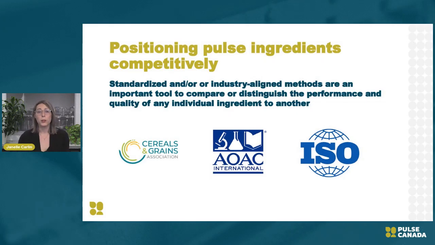So one tool that is out there, and that we can work towards for the industry, is standardizing pulse ingredient methodology, or looking towards industry-aligned methods, as an important tool to really be able to distinguish the performance of any individual ingredient from one another, or from publications from one to another. And there are a number of organizations that are working towards this. However, within the context of the pulse ingredient landscape, we are limited in terms of the methods that are available and standardized to evaluate quality.